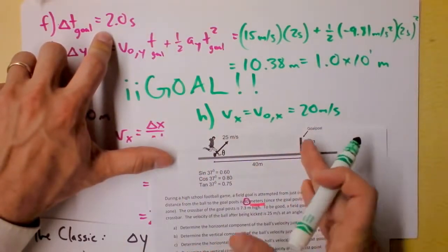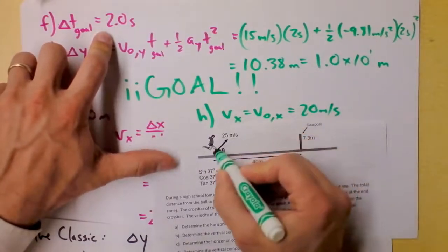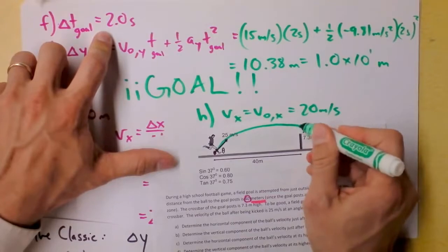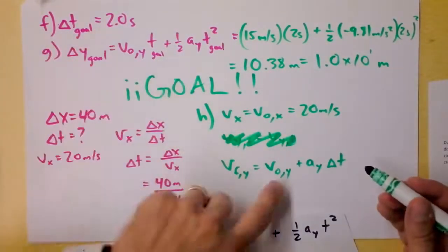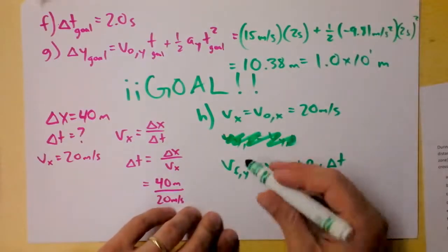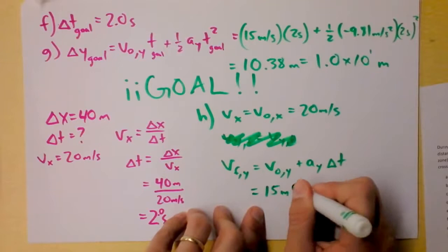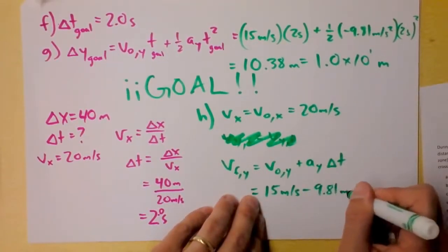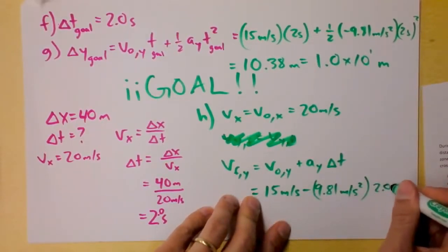And we want to figure out how fast it's going when it gets right above that goalpost. The ball is actually doing this, I guess, and it's going to be like here, maybe? Something like that. Anyway, we're going to plug in that time right there and figure out how fast it's going in the y direction. If I do all of this math, I'm saying the initial velocity in the y direction is 15 meters per second positive minus 9.81 meters per second squared multiplied by the time, which is 2.0 seconds.